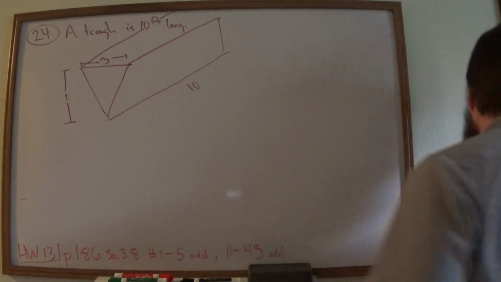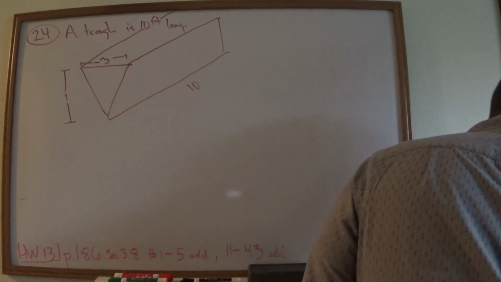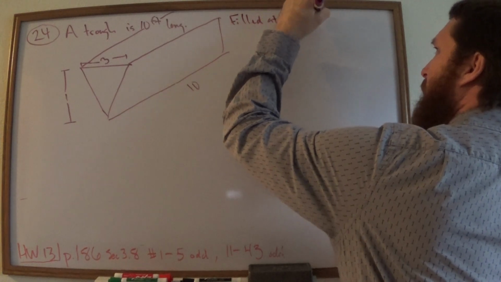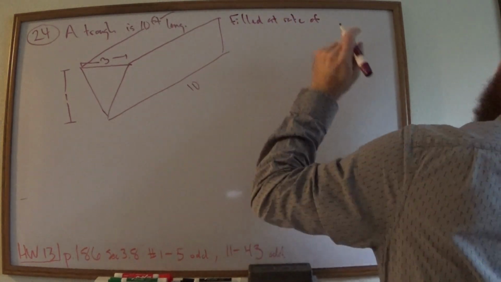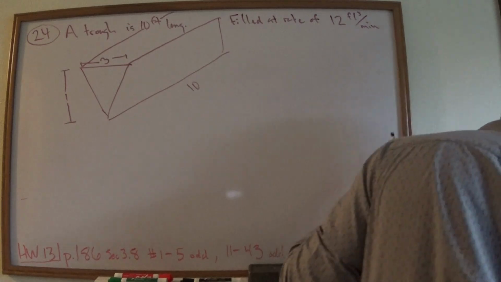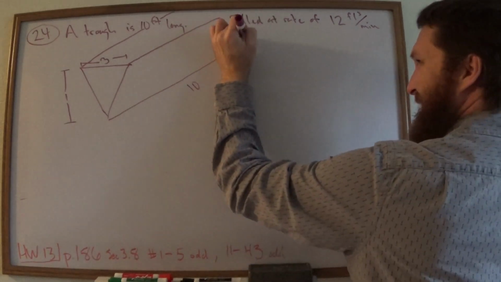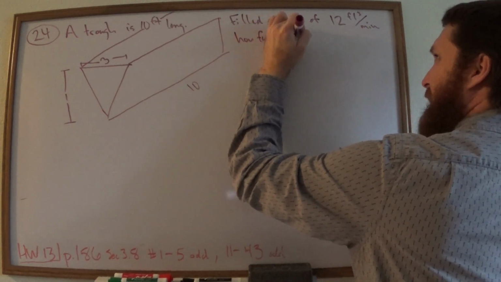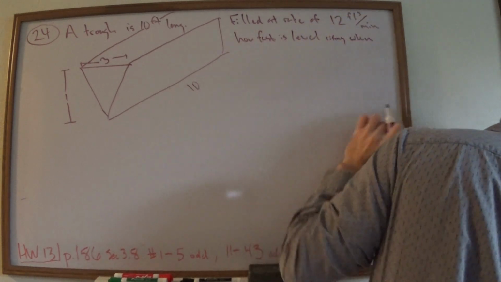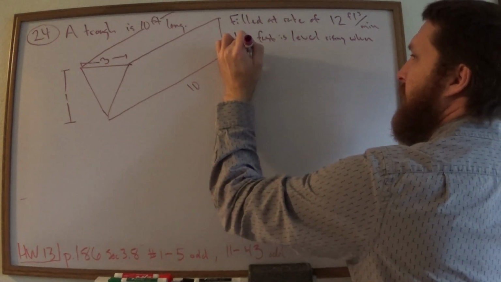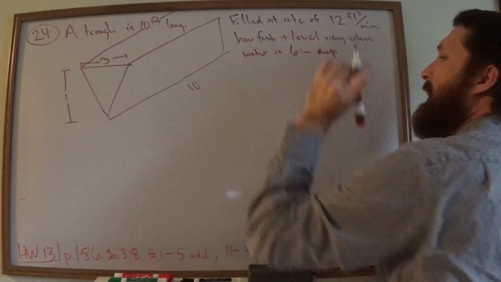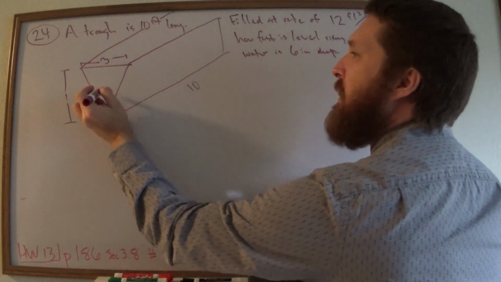But that's the idea. Okay, and it says, if it's being filled at a rate of 12 cubic feet per minute, how fast is the level rising when the water is 6 inches deep? 1.5 times 10 would be the area of the triangle. The volume of. Yeah, well, hold up.